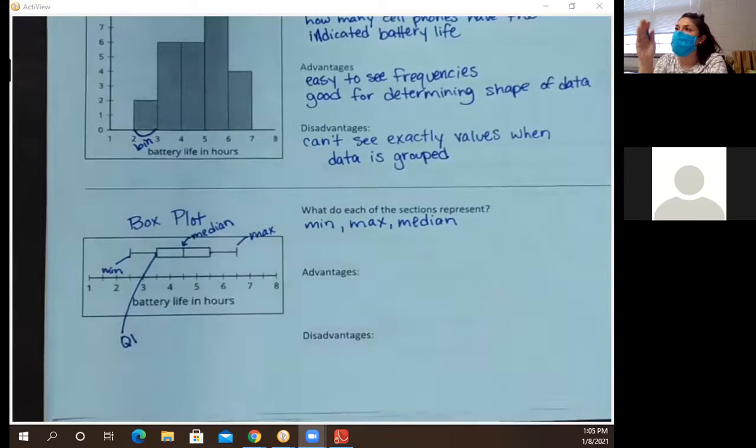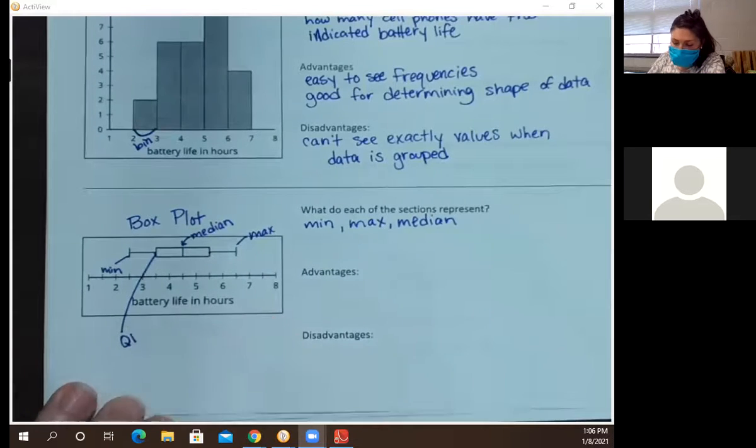I start by splitting it in half, and then I find the half of the bottom and the half of the top. It's like if you were going to break a candy bar into fourths and you wanted to make sure they were as even as possible. So you cut it in half, and then you cut each of the halves in half. That's the big idea here.